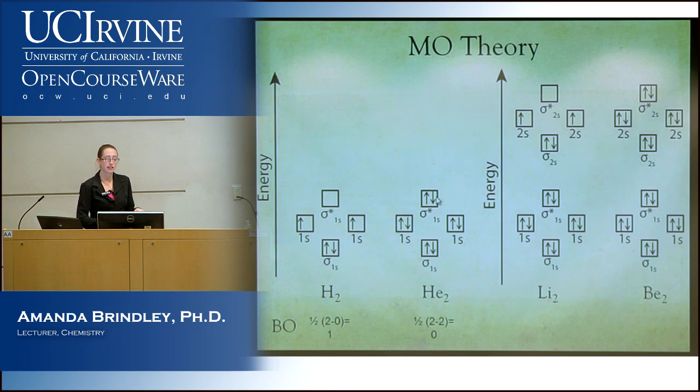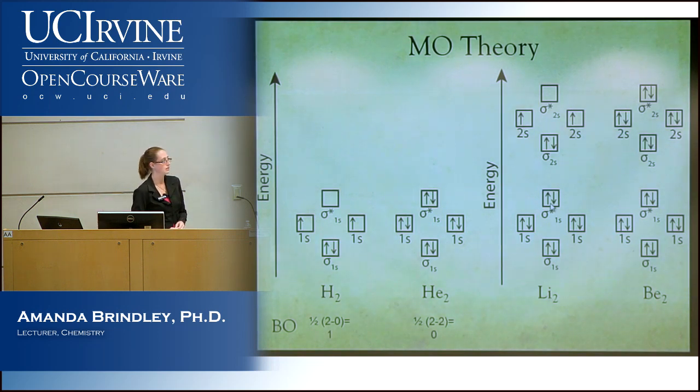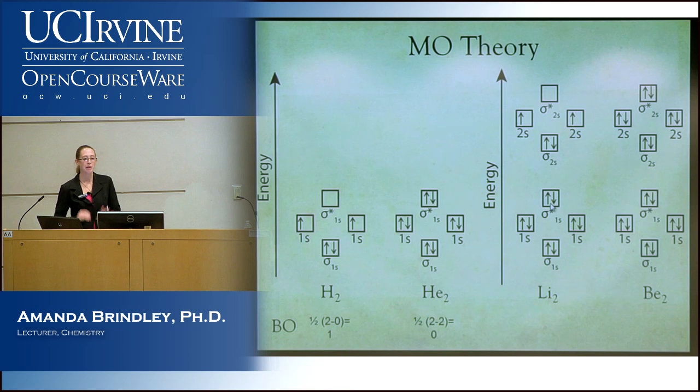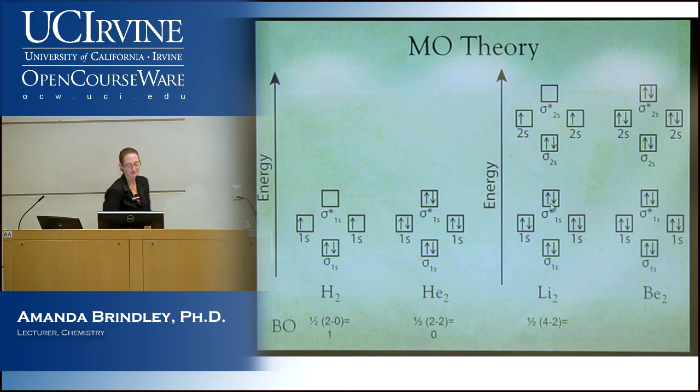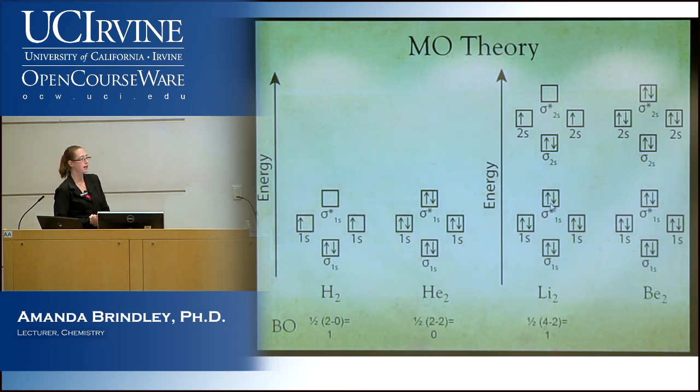Okay, now let's look at lithium. So how many electrons do we have in bonding orbitals? 4. 1, 2, 3, 4. And how many do we have in antibonding orbitals? 2. So what is our bond order? Okay, let's start over. How many do we have in bonding orbitals? How many do we have in antibonding orbitals? And what's that divided by 2? All right. Okay. Now what about beryllium?